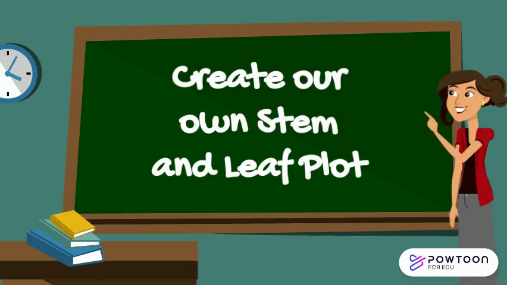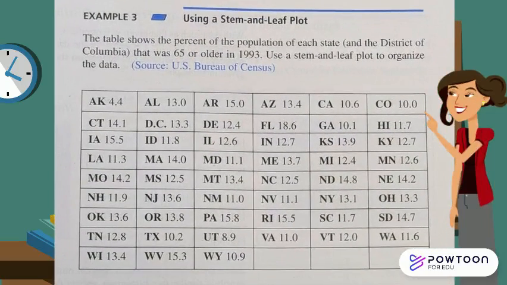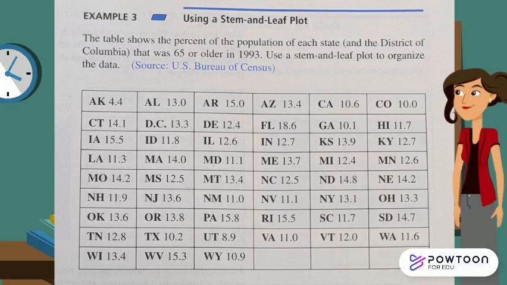Now to create our own stem and leaf plot. The table below shows the percent of population of each state that was 65 or older in 1993. And we'll create a stem and leaf plot from this data.